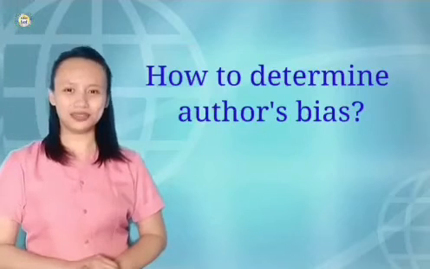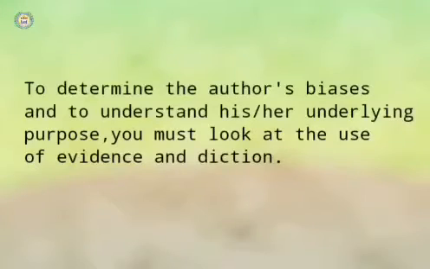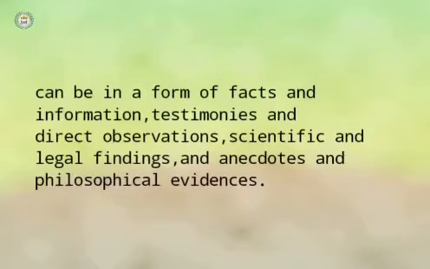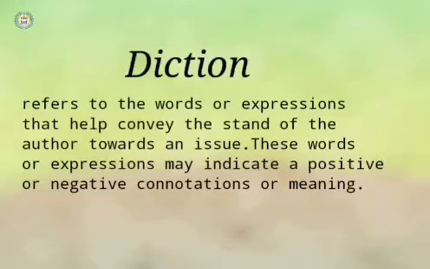How do you determine the author's bias? To determine the author's biases and to understand his or her underlying purpose, you must look at the use of evidence and diction. Evidences can be in the form of facts and information, testimonies and direct observations, scientific and legal findings, and anecdotes and philosophical evidences. Diction refers to the words or expressions that help convey the stand of the author towards an issue. These words and expressions may indicate a positive or negative connotation or meaning.